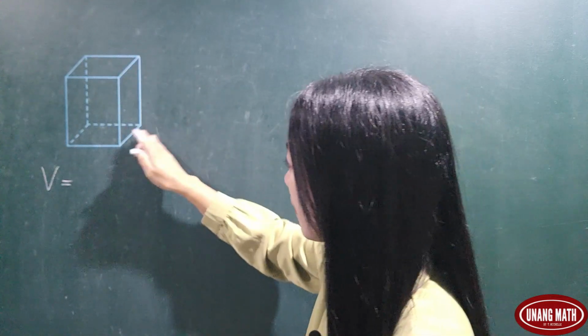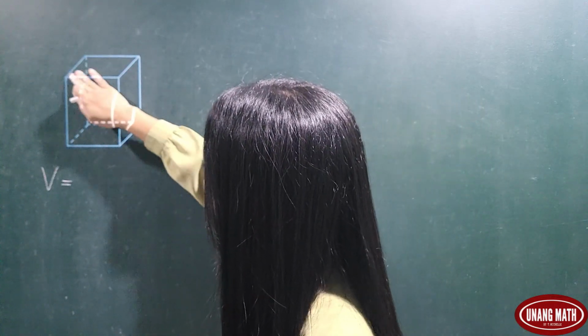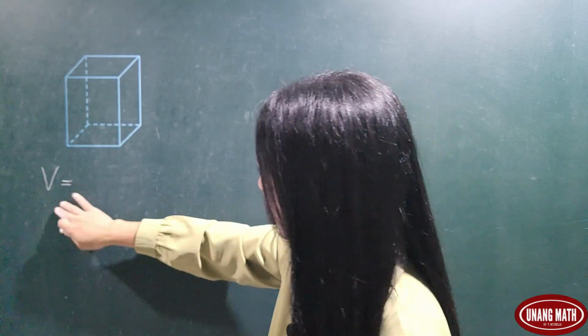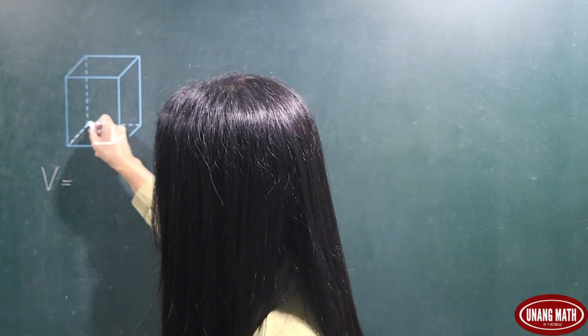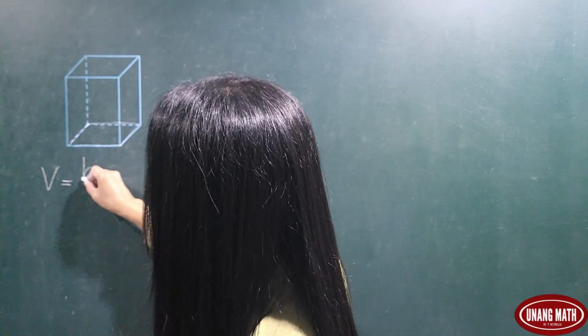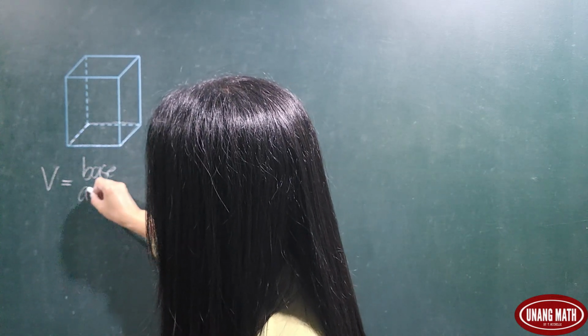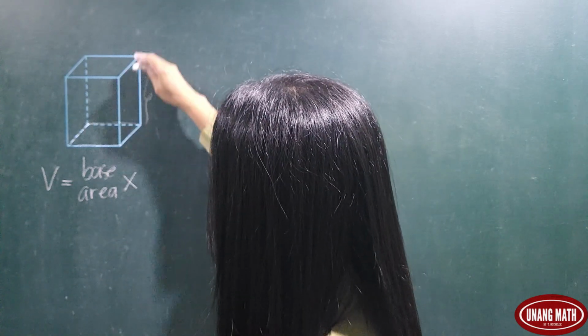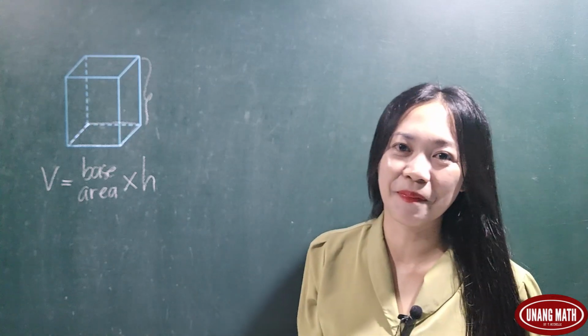This is a prism. Bases are congruent and the lateral sides are rectangles. To find the volume of a prism, we just have to get the area of the base, and then we have to multiply this by the height of the prism.